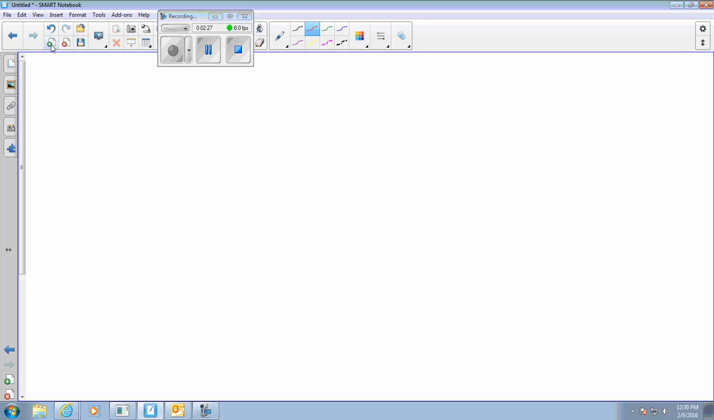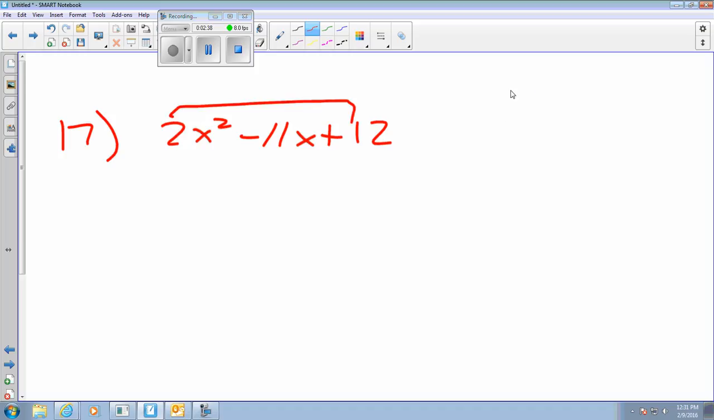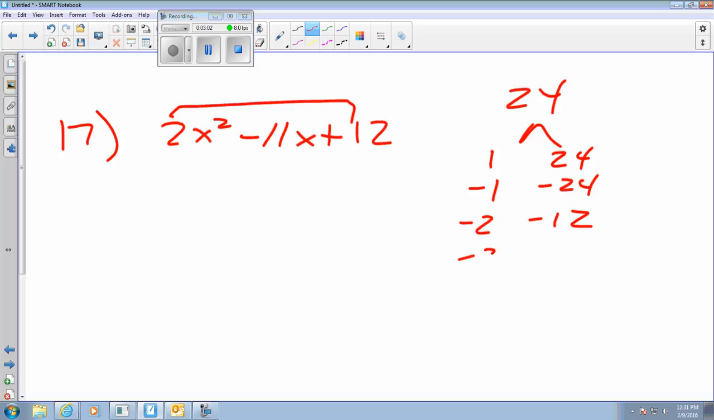Let's pull number 17 in here. It says 2x squared minus 11x plus 12. Same process as the other ones, 24, factors of 24 that add up to negative 11. We know that the factors of 24, like 1 and 24, but there's also factors like negative 1 and negative 24, because negative times negative also equals positive. We're looking for negative factors because it has to add up to a negative. So negative 2 and negative 12, negative 3 and negative 8. I think I found the one that works.